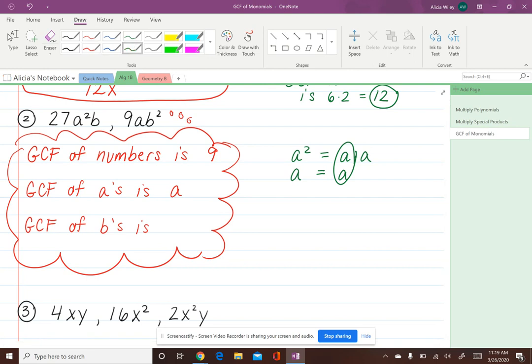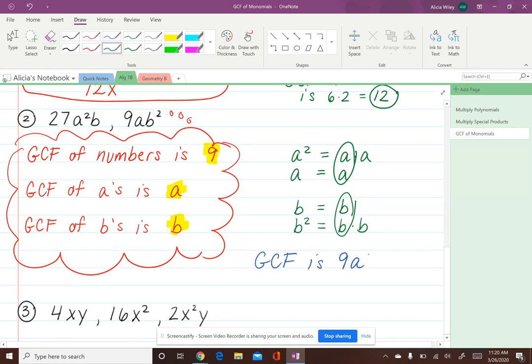And now let's look at the B's. For the B's, I have a B and I have a B squared. Talking about the B's in each of the terms that we have there. So we have a B doesn't expand, B squared is B times B. So then from there, we can see they have 1B in common. So that means that our GCF is going to be the product of each of these GCFs that I found. So my GCF for this problem is 9AB.